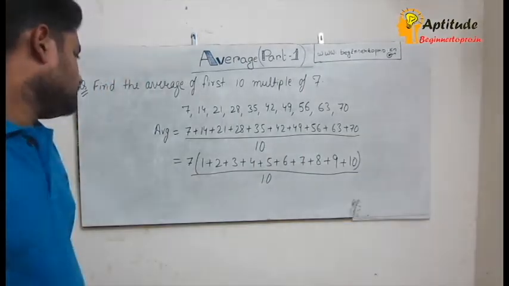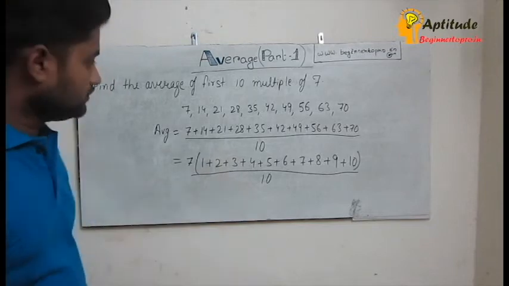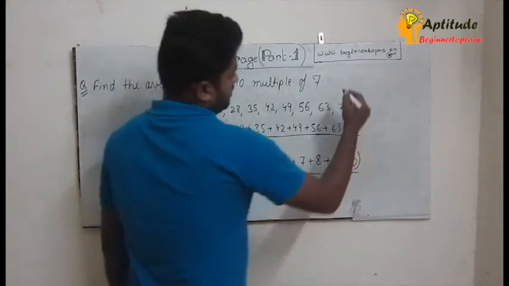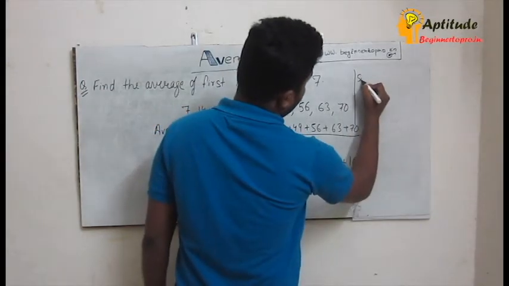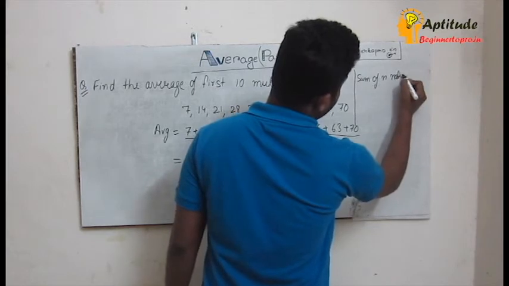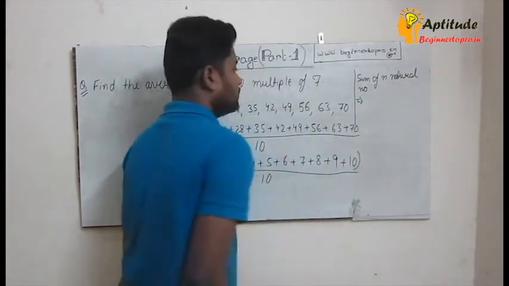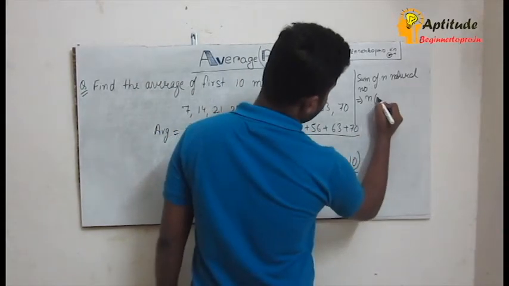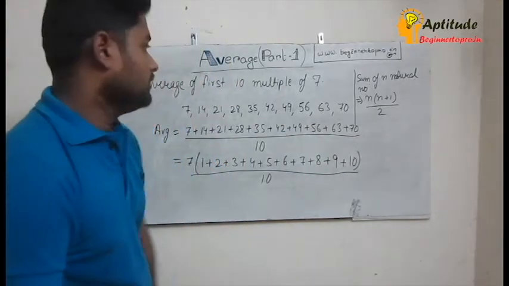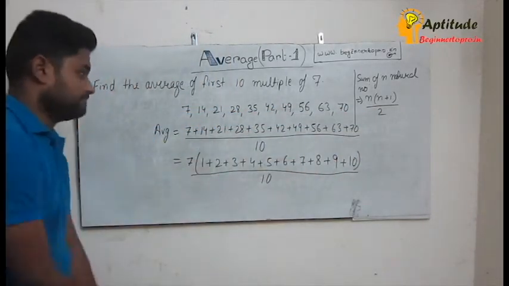Before solving from here, I would like to discuss one concept, that is to find the sum of n natural numbers. We have one formula, that is n into n plus 1 upon 2. So we will use this formula to solve this question.